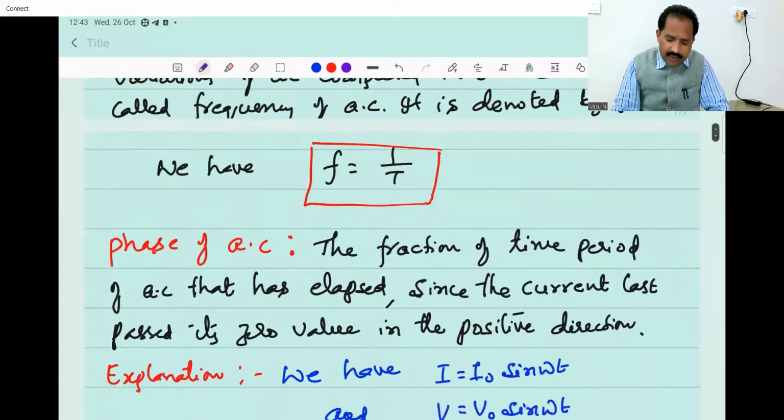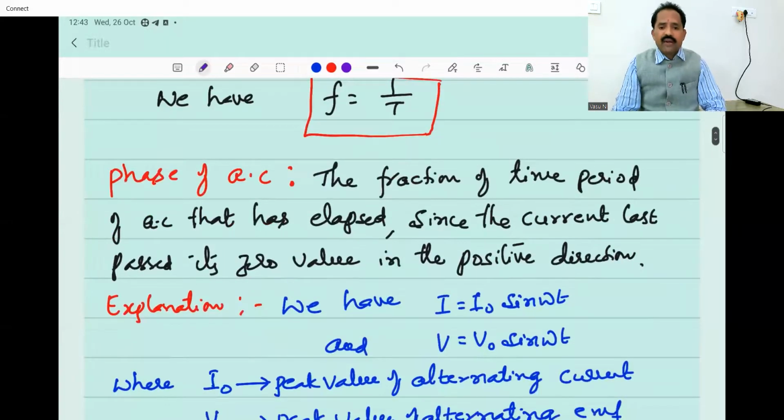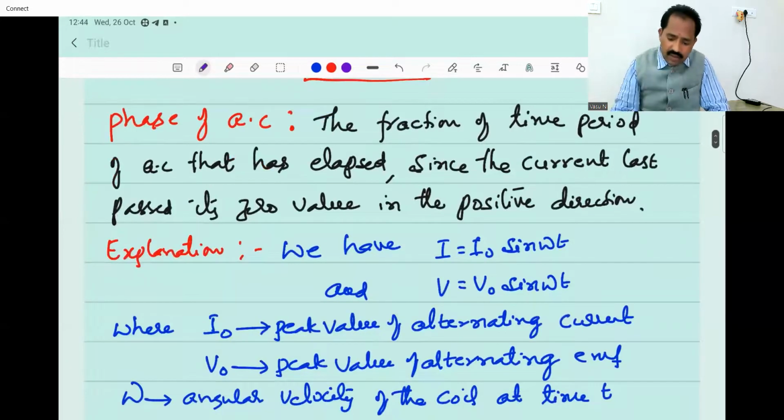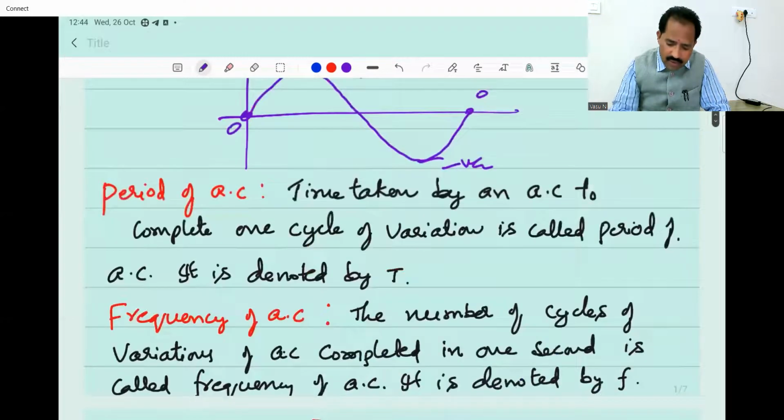So the other important term is called phase of an AC. Phase. So what is phase? The fraction of time period of AC that has elapsed since the current last passes its zero value in the positive direction. Fraction of time period. You can see in the diagram.